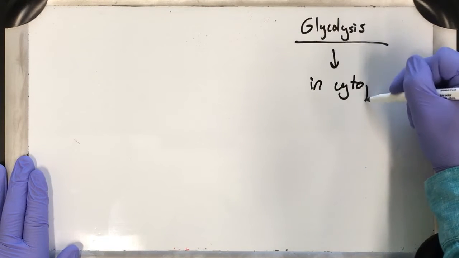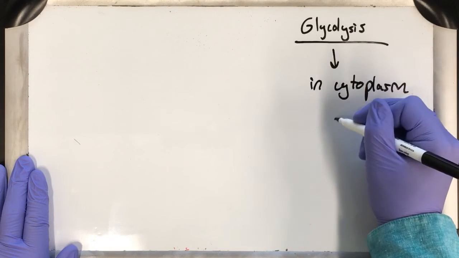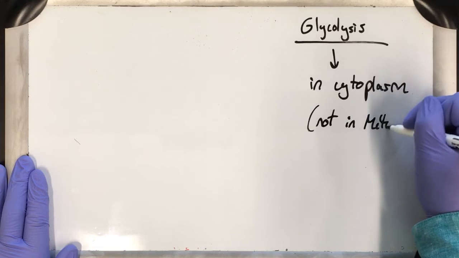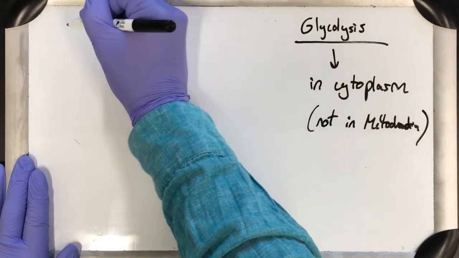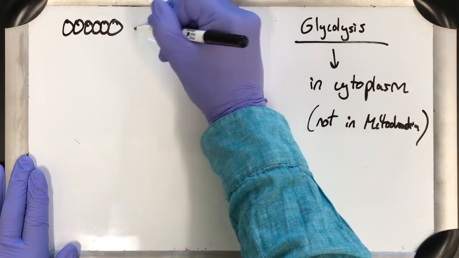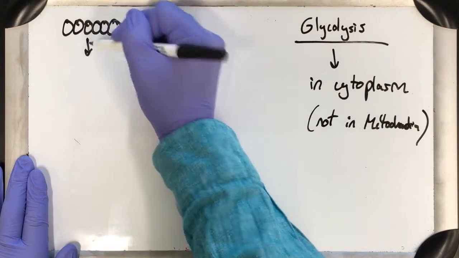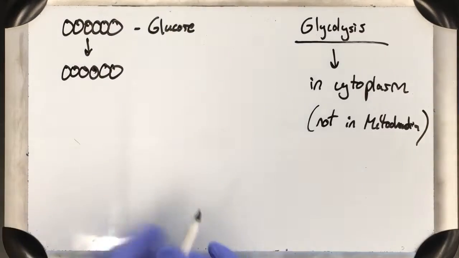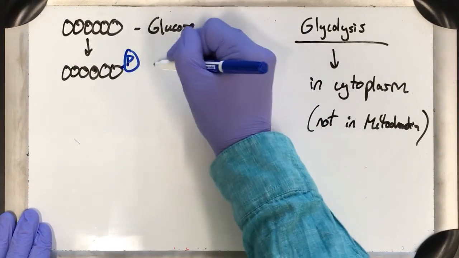This is just happening right in the cytoplasm of the cell. You don't need mitochondria, and you don't need to engage anything else. First things first, you have your glucose. First step is to simply add a phosphate here.